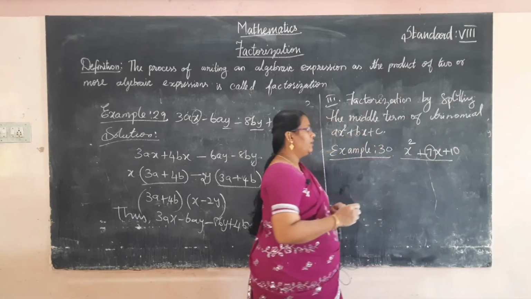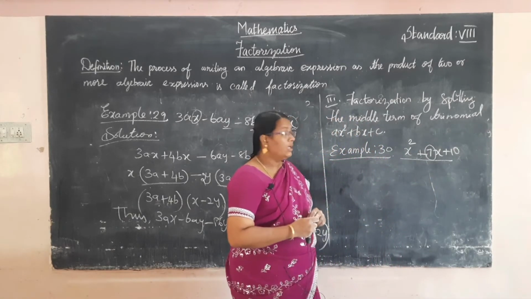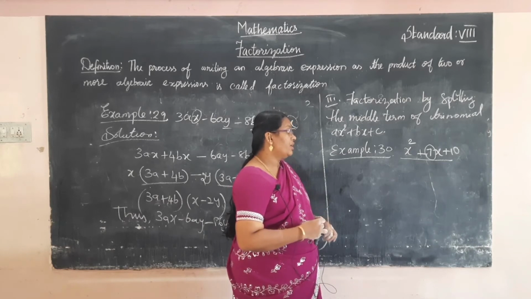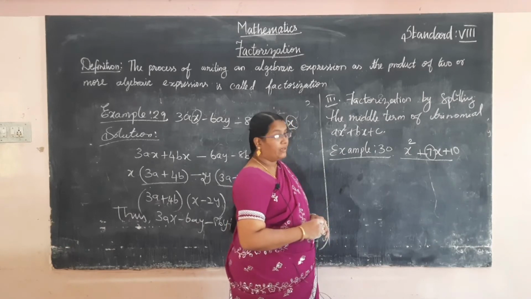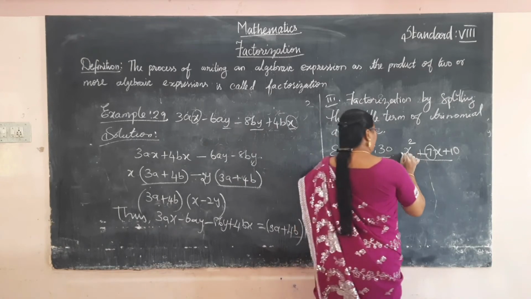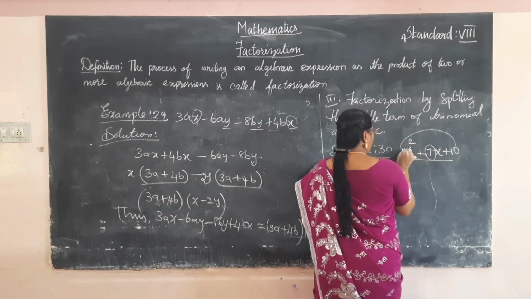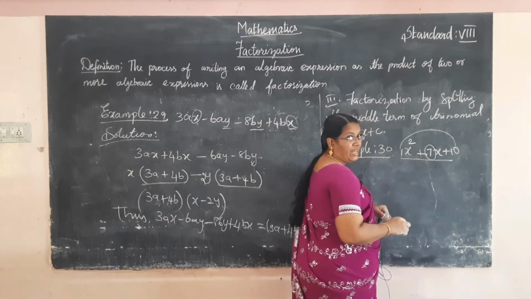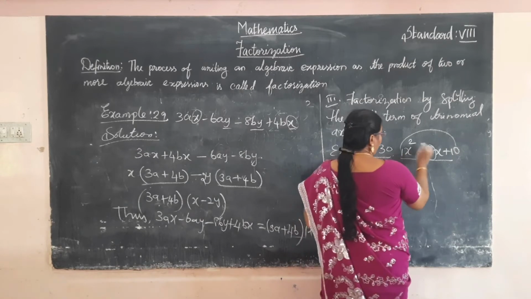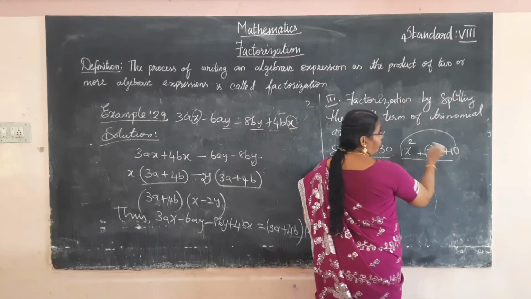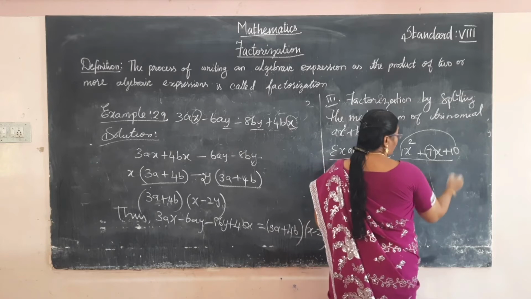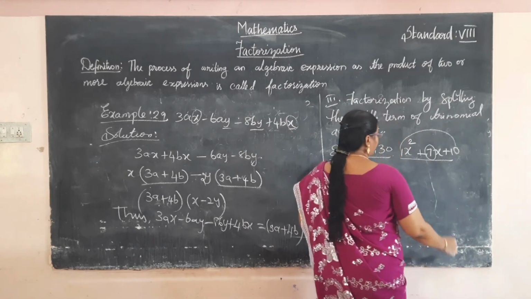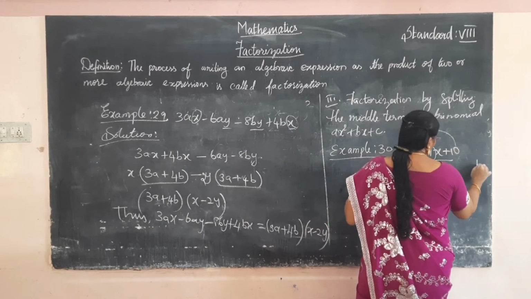Okay, the middle value of b is called the sum of the factors. And here the a value is 1, so 1 into 10, the product of the factors. This is called the product of the factors. So 1 into 10, 10.